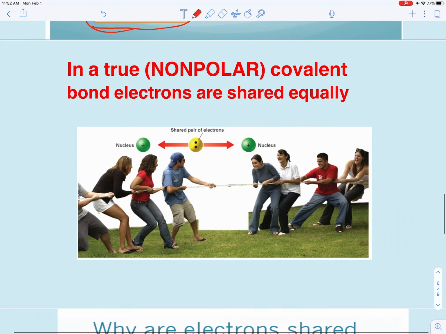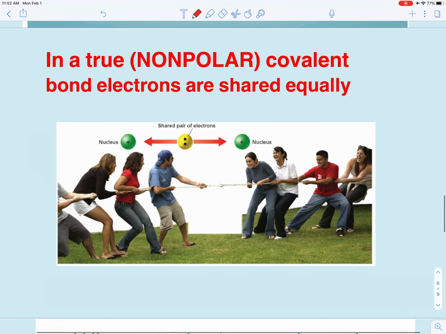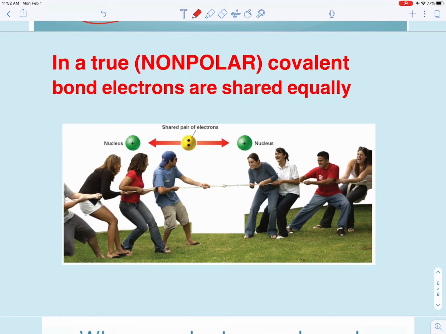So in a true nonpolar covalent bond, you might want to think of it like a tug of war, right? You got people pulling on both sides. If it's nonpolar, then it's completely equal pulling.